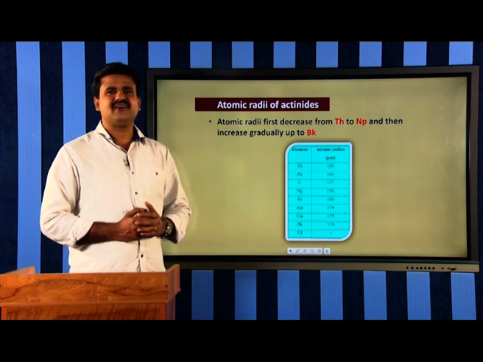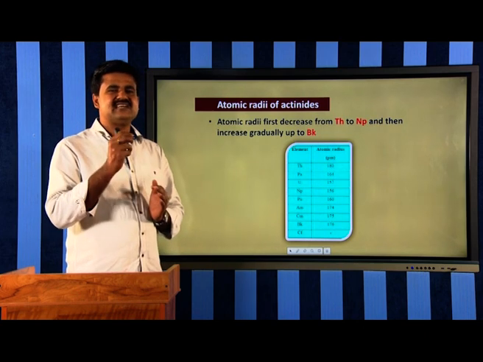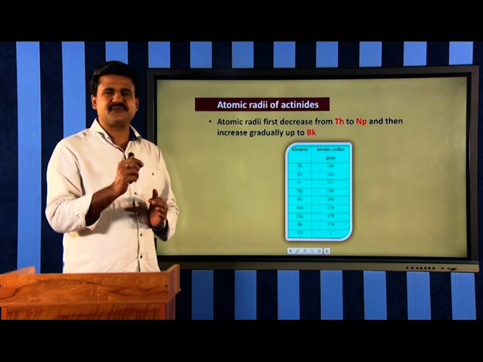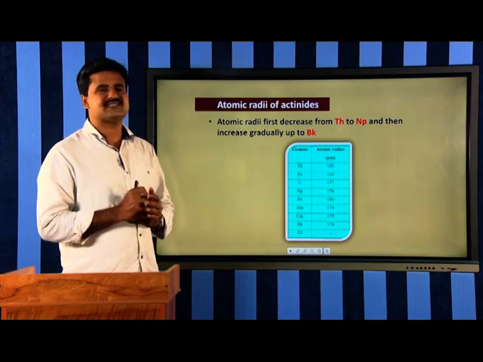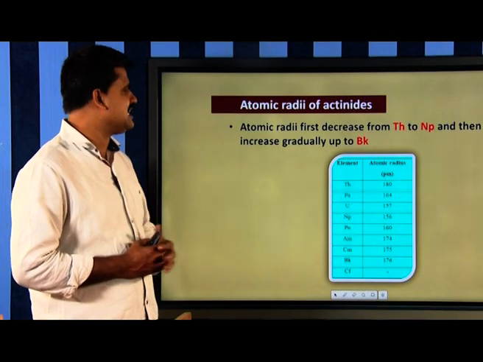Atomic radii of actinides. As we know, atomic radius is the distance from the center of the atom to the outermost electron. Whenever we analyze the atomic radii values of actinides, we can arrive at some conclusions. Atomic radii first decrease from thorium to neptunium and then increase gradually up to berkelium. This is depicted in the picture.